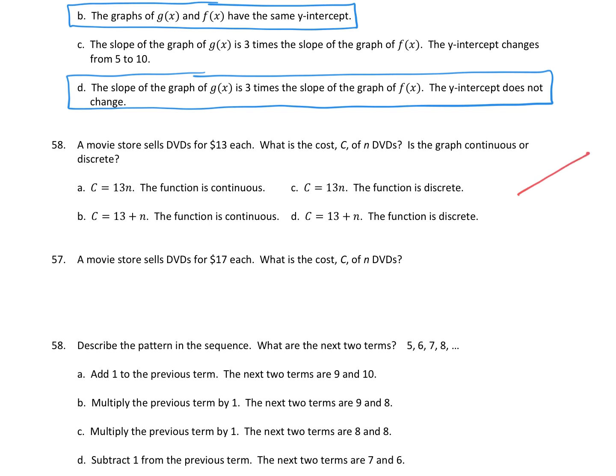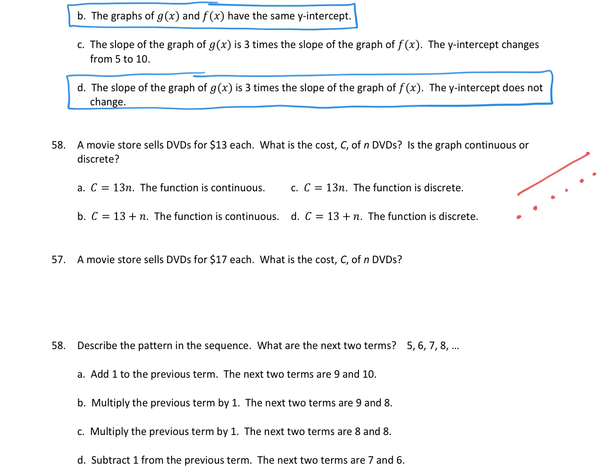It continues. A discrete function would be individual points like this. That would be discrete. So if we think about the cost of DVDs, would that be continuous or discrete?